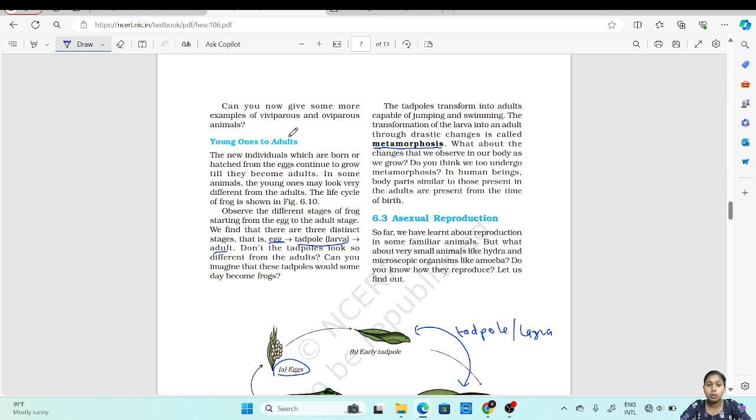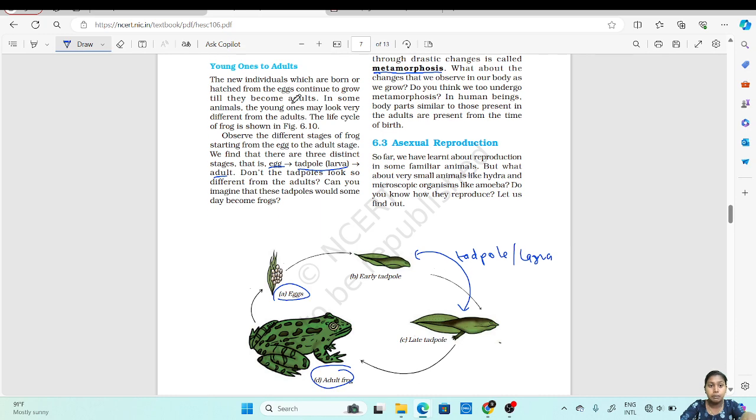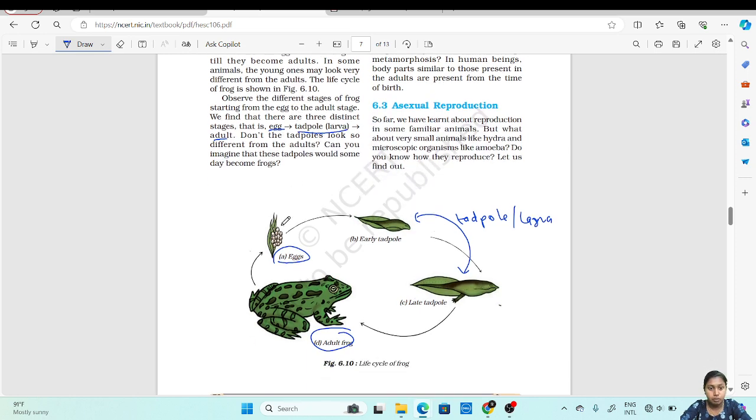Once the baby is born or the egg is hatched, it starts to grow. We look similar to our parents, but not all animals look similar to their adults. In some animals, young ones may look very different from the adults. We look similar from birth; there are not many changes. But in the case of the frog, it is different.